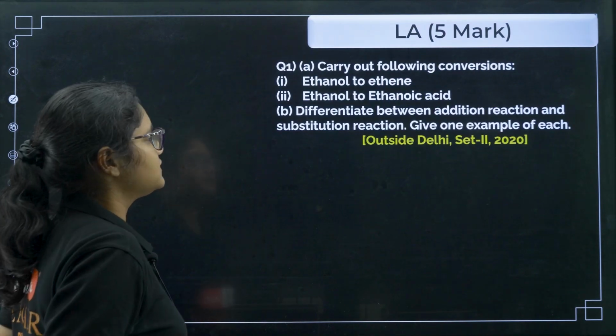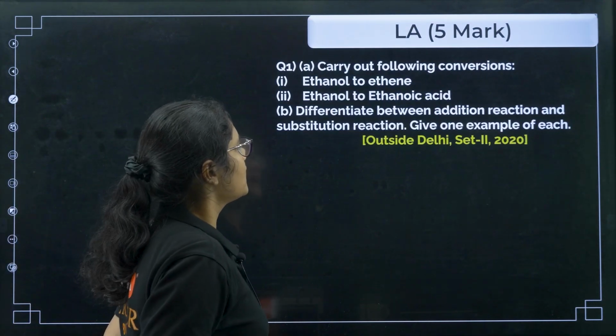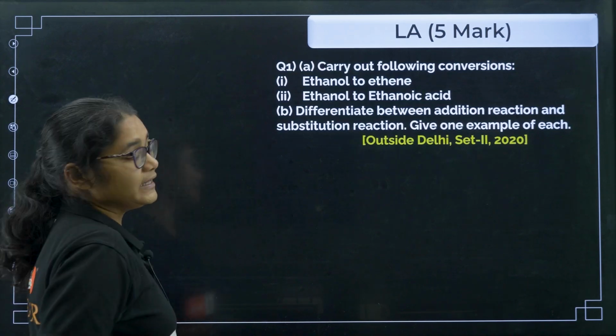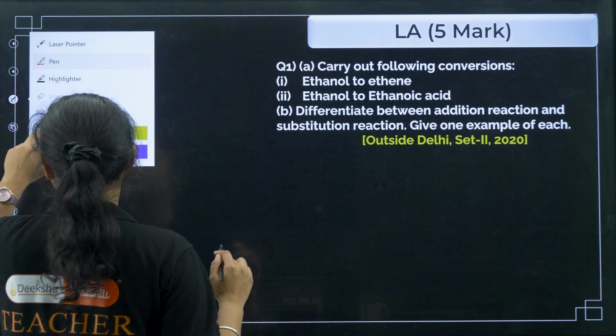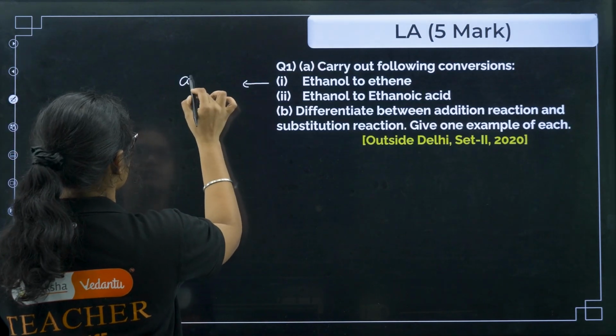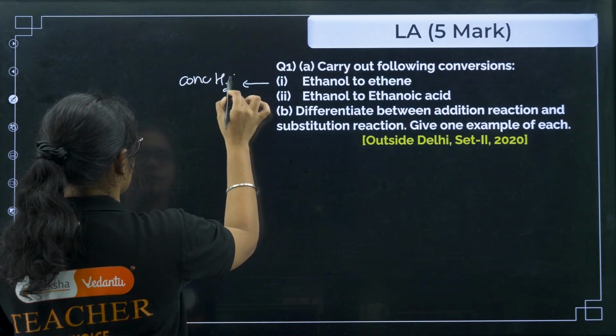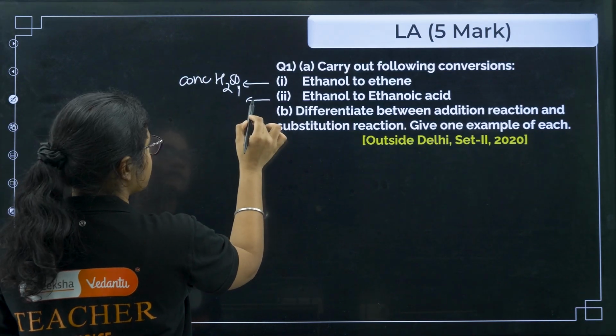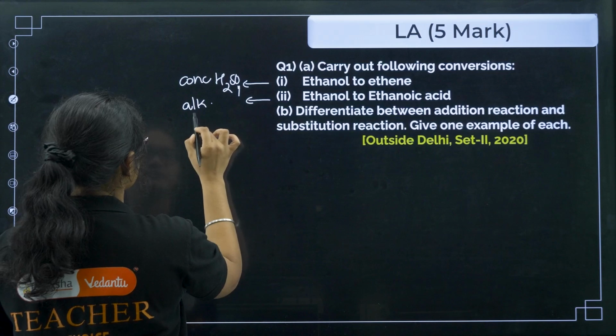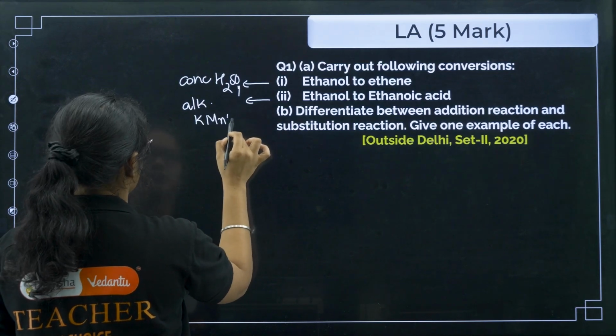Next we'll go to long answer questions here. So how will you convert ethanol to ethene? Ethanol to ethene, how can we convert? It is by using concentrated H2SO4, right? Next, ethanol to ethanoic acid, that is your oxidation reaction by using alkaline KMnO4, right?